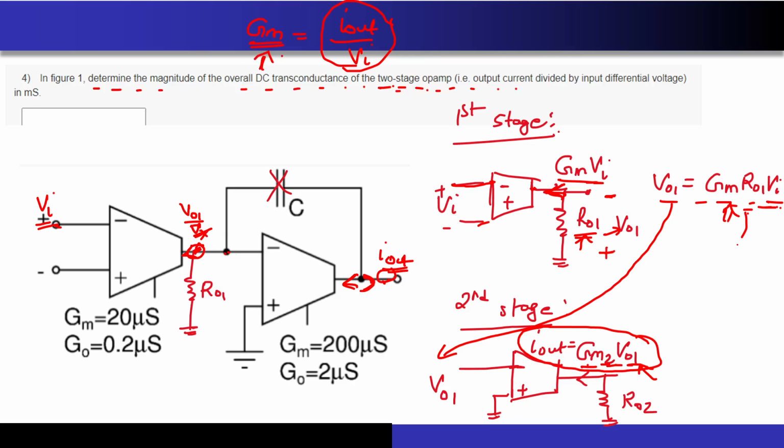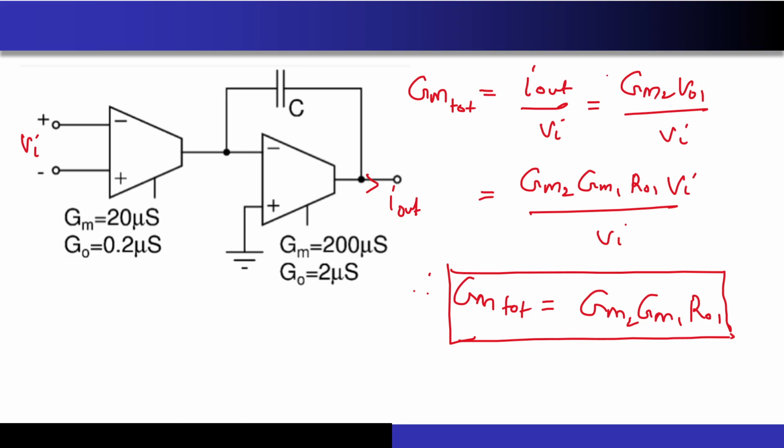So if you substitute this equation in this particular equation, what you are going to get will look something like this: GM2 times GM1 RO1 by VI into VI. So the VI will get cancelled, and your total transconductance, the capital GM of the circuit, will be nothing but GM2 into GM1 into RO1.